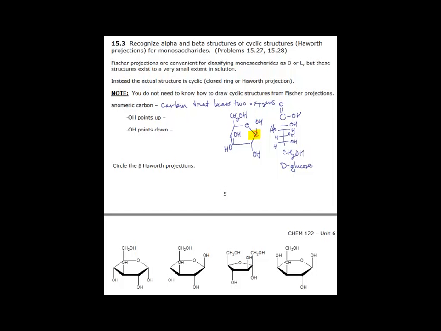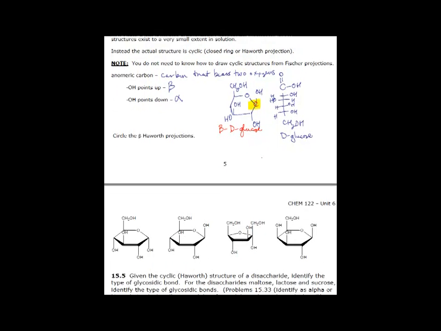If the OH off the anomeric carbon is pointing up, you have a beta Haworth projection. If the OH points down, it's alpha. So this Haworth projection is beta D-glucose. And again, we don't want you to worry about converting Fischer projections to Haworth projections. What we want you to do is be able to identify an alpha and a beta isomer from a Haworth projection.